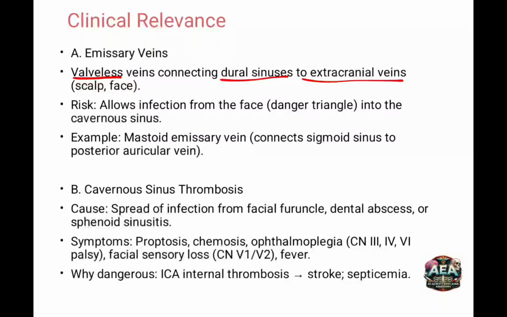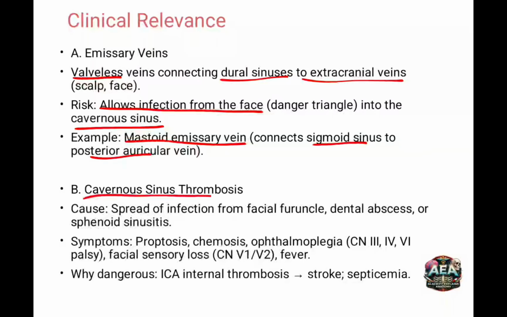to the extracranial veins, and this allows for infection spread from the danger area of the face. I'm going to make a video on the danger area of the face, so look at that subsequently. But you know that infection from the danger area of the face can drain to the cavernous sinus with the aid of the emissary veins, which are valveless. And you know, when they are valveless, they allow for bidirectional flow. For example, we have the mastoid emissary vein that connects the sigmoid sinus to the posterior auricular vein.